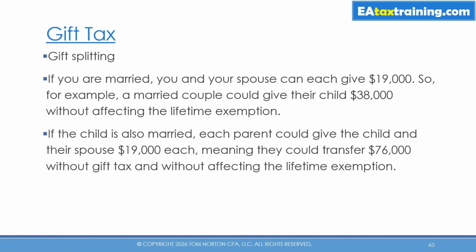So it doesn't matter whose account it comes from. If you are married, let's say you give $38,000 to your child, it all comes from the wife's separate bank account. Doesn't matter, you are married, so that $38,000 exemption will be split between the spouses. They don't have to pay any gift tax. They do not have to reduce their exemption. Now, they will have to report it. We'll talk about that here shortly, but it doesn't have any tax effect.